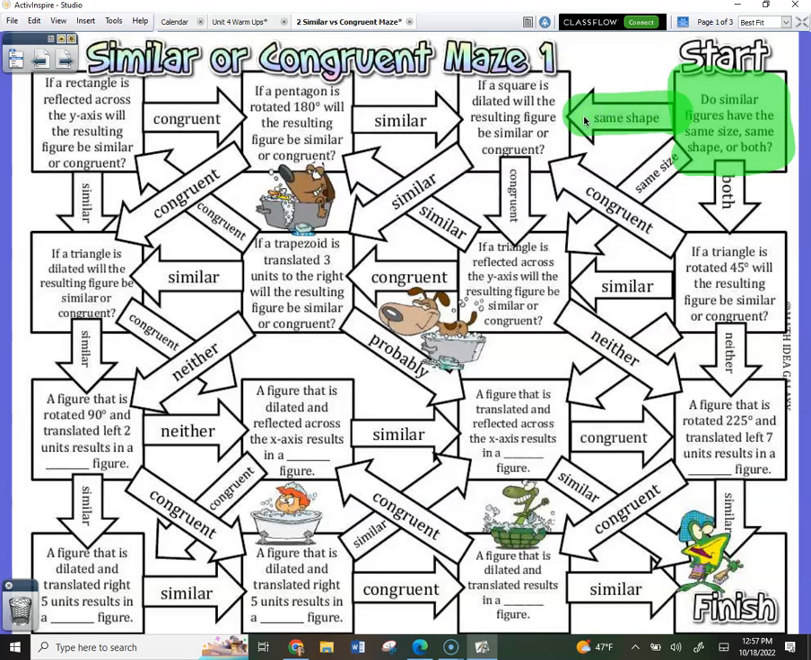If a square is dilated, will the resulting figure be similar or congruent? It's gonna be similar. It's dilated, so it's changing. If something's being dilated, what's changing? It's getting bigger or smaller, so it's changing in size, which means it's no longer congruent. It will now be similar.